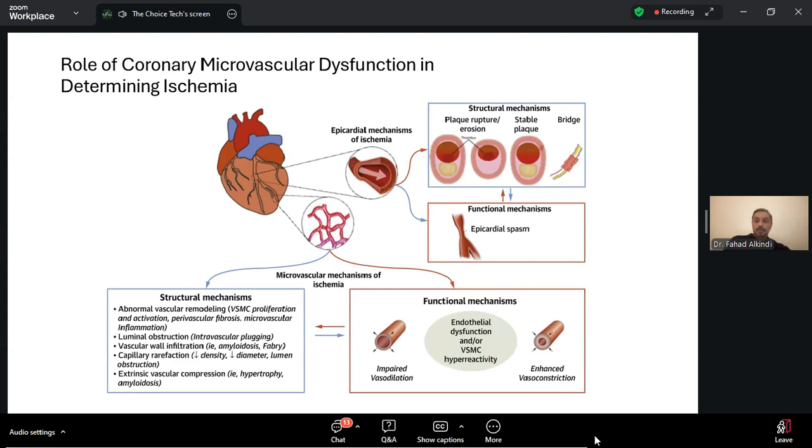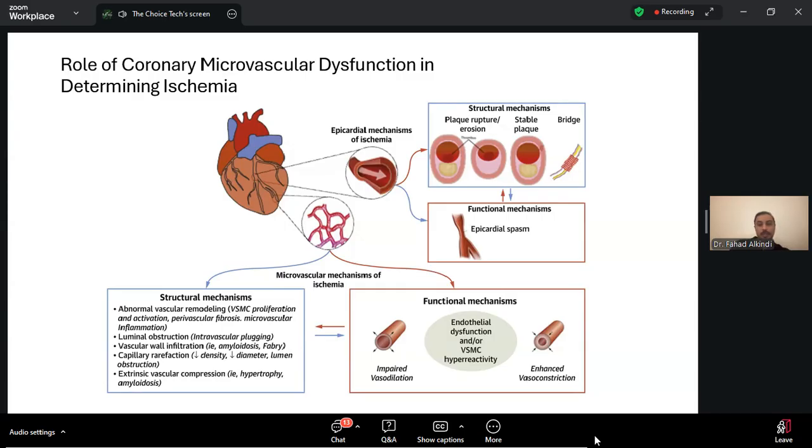Before discussing the patient and the further management, I would like to talk about the microvascular dysfunction and its role in the patient's symptoms. So ischemia is not always caused by obstructive coronary artery disease. Coronary microvascular dysfunction can impair myocardial perfusion despite normal coronary angiogram, like in this patient.